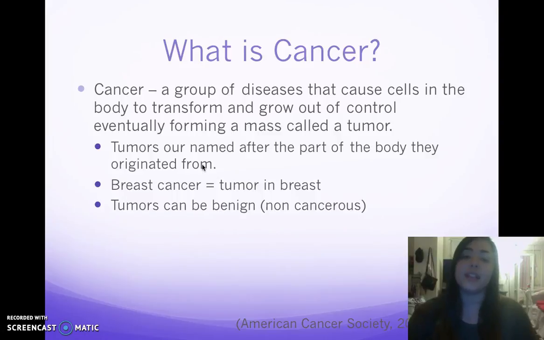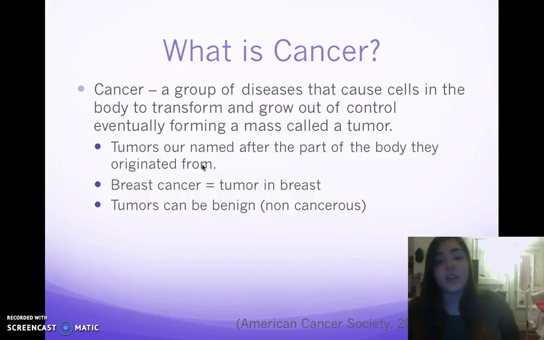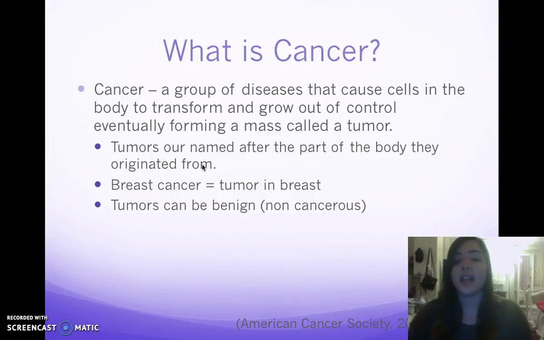So what is cancer? Cancer is a group of diseases that cause the cells in the body to transform, proliferate, and grow out of control, and eventually it forms a mass called a tumor. Tumors are named after the part of the body that they originate from, so breast cancer is a tumor that started out in the breast. Tumors can be non-cancerous, which is called benign, or cancerous.